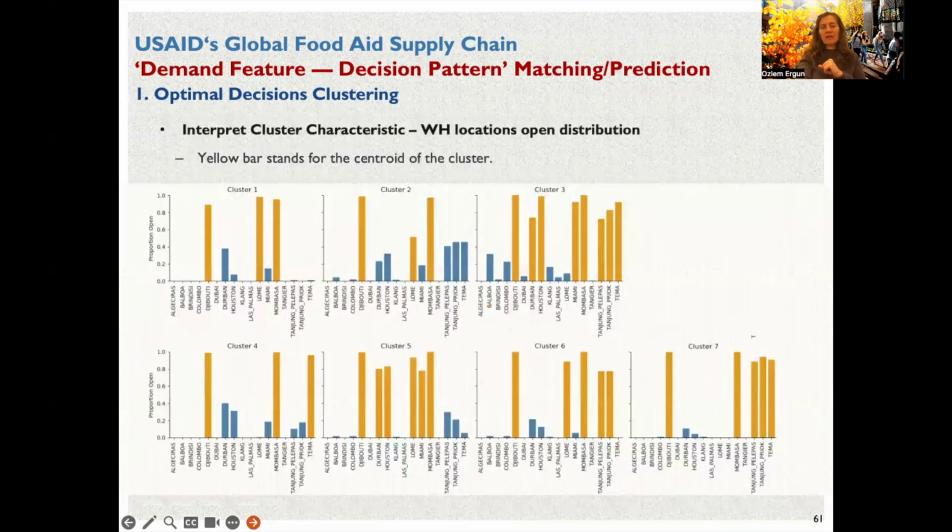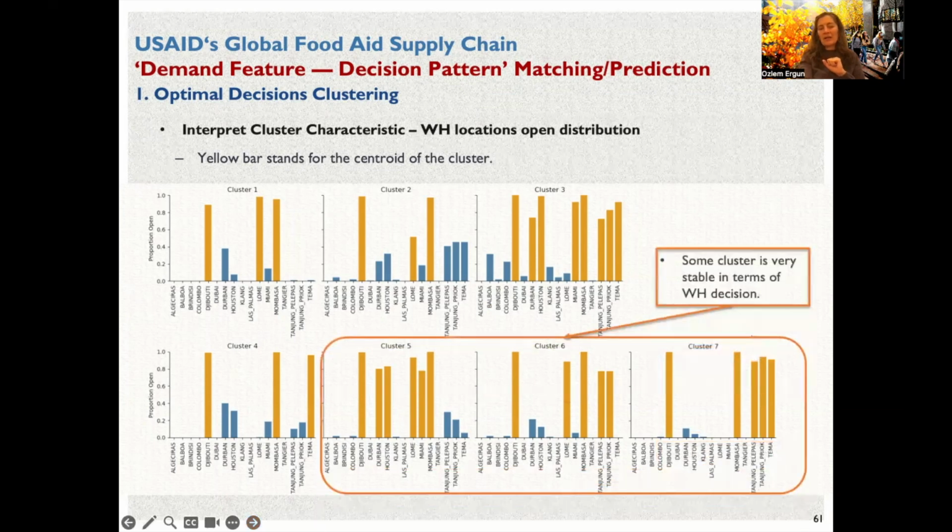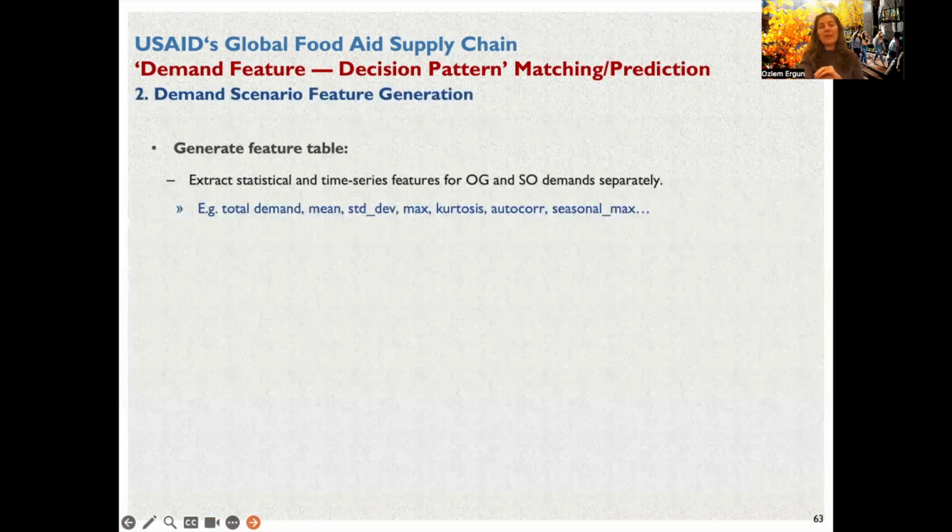So then we also wanted to understand how stable these clusters were in terms of the warehouses that were opened, or given a cluster, how stable were the warehouse opening decisions within the members of those clusters. And what we could see is actually some clusters had really almost all scenarios that were members of these clusters open up similar warehouses.